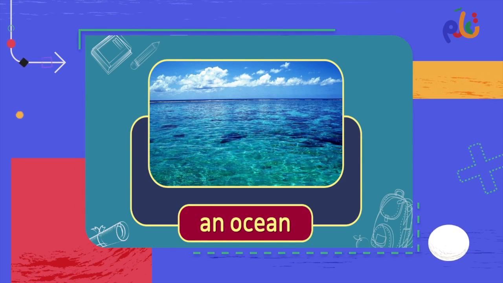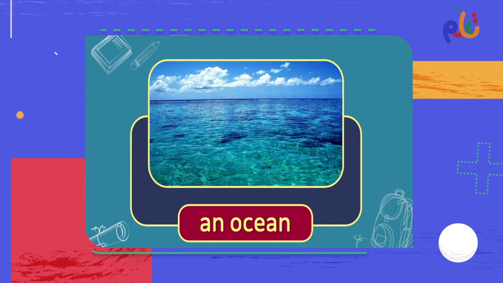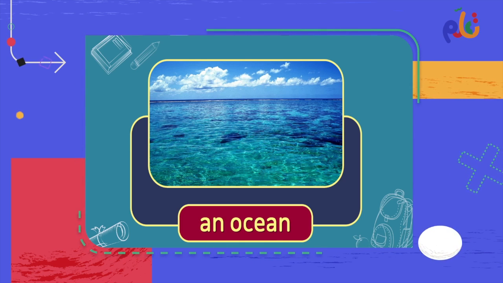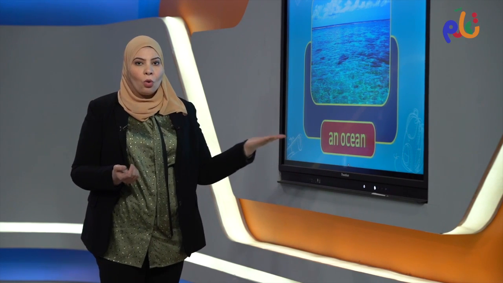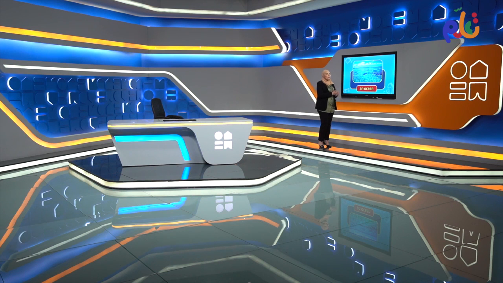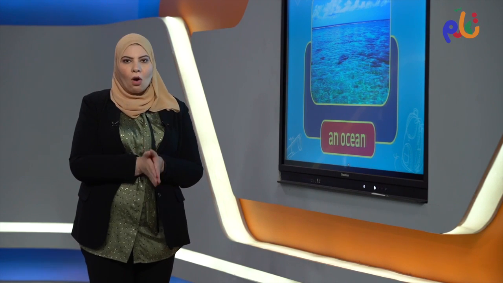And we have another area of water which is bigger than the sea, which is ocean. Ocean. So the letter C in the word ocean is said as sh, not s. So ocean, which is the same like محيط.